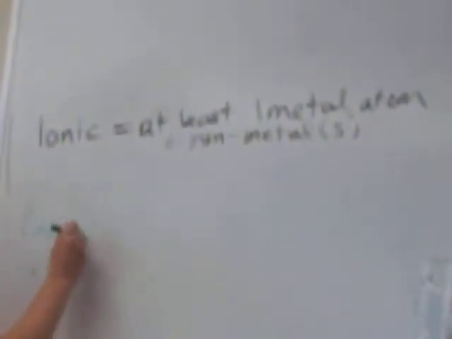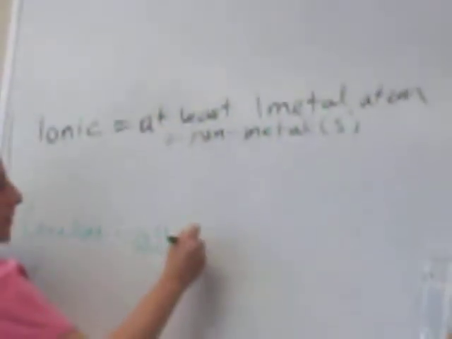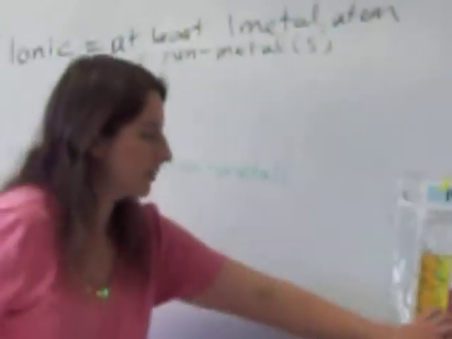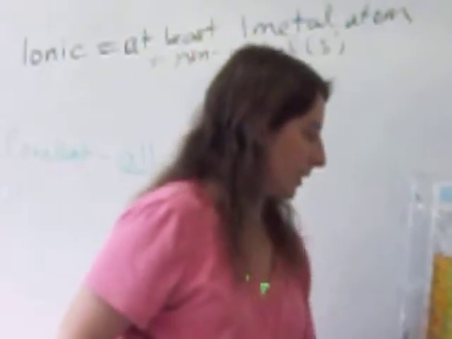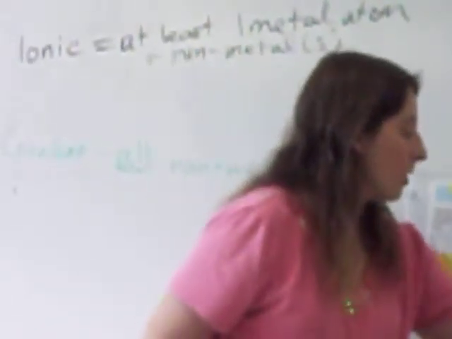And then covalent compounds: all non-metals. So if there's a metal in the compound, any of these transition metals, regular metals, any of these guys down here, it's ionic. If it's all non-metals, it's covalent.